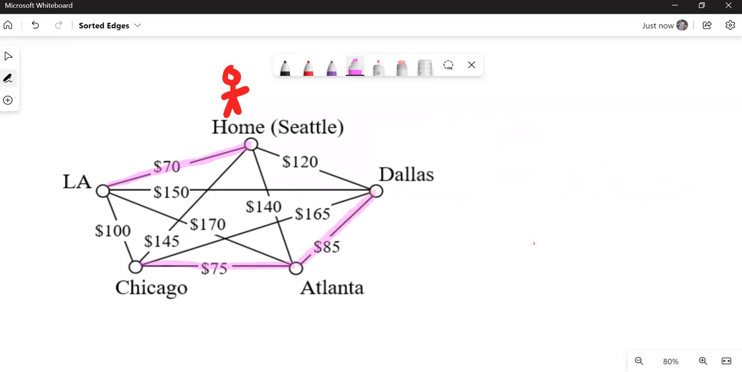Notice I haven't closed the circuit yet, and I don't have degree 3. Those are the only two things I'm looking against. The next cheapest edge is 100. Grab that. And then I have really no choice but to close this up. At this point, every single vertex is connected, so I have to just close the loop. And that would be by just connecting Seattle and Dallas.